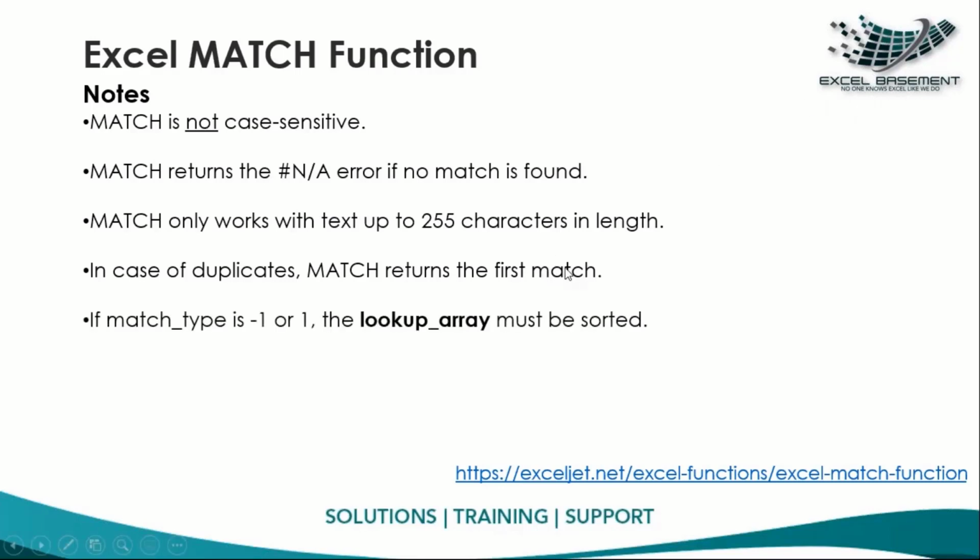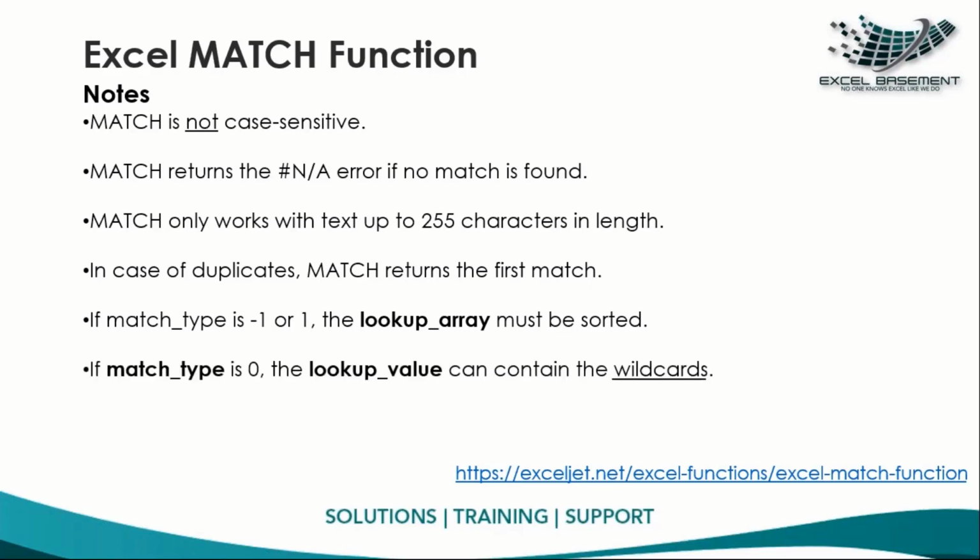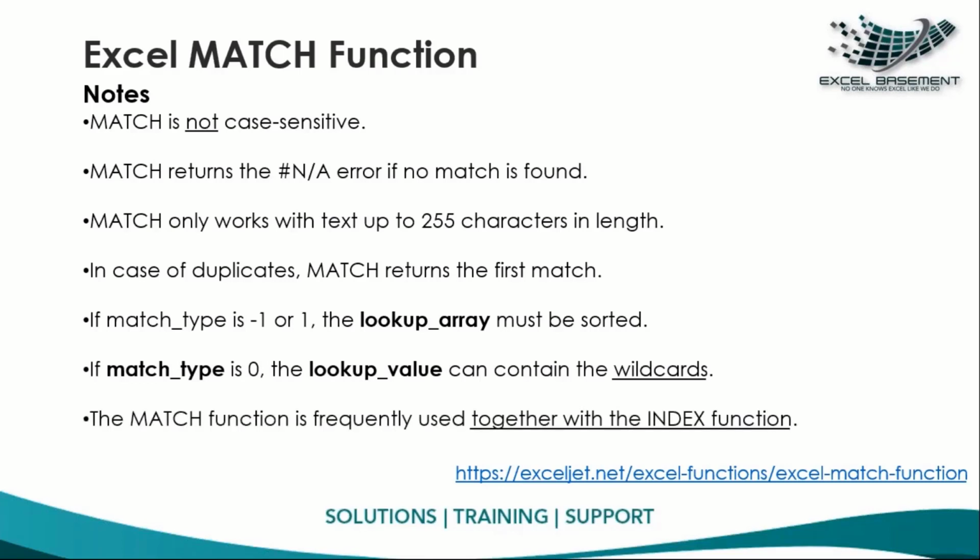Next, if the match type you are using is -1 or 1 for the approximate match, your lookup array must be sorted, which we have discussed earlier on. And if the match type is 0, you can use the wildcards with that. And the match function is frequently used with the index function together. Remember that match and index will come together.